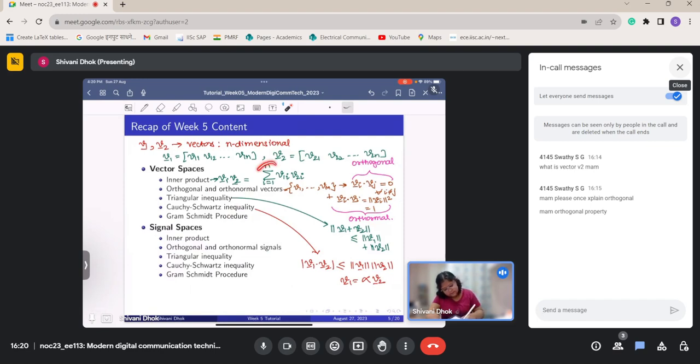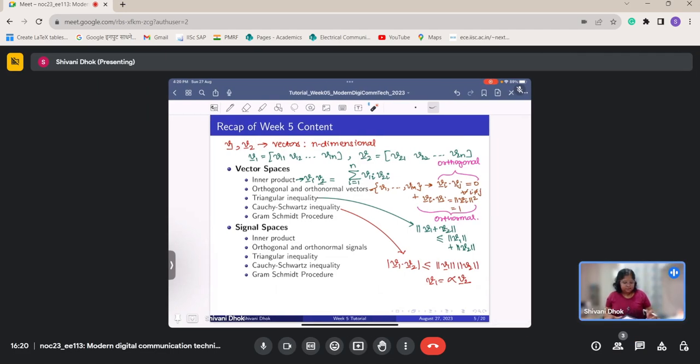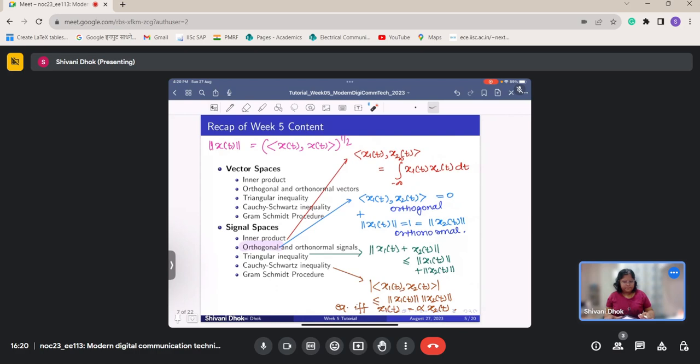But I'll still repeat it once: this is the inner product that we are having. If I have two vectors v1 and v2, and if their inner product is equal to 0, then they are known as orthogonal vectors. It's only this much. We'll see one example for this orthogonality.